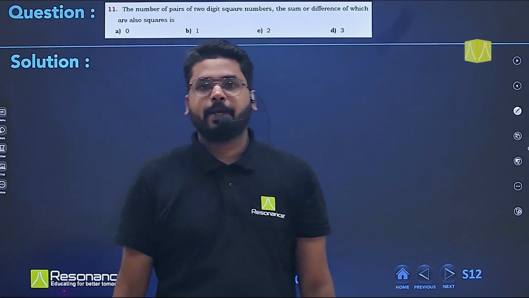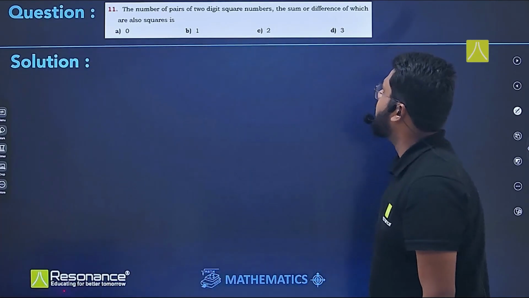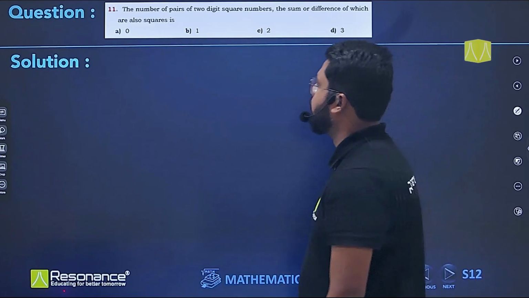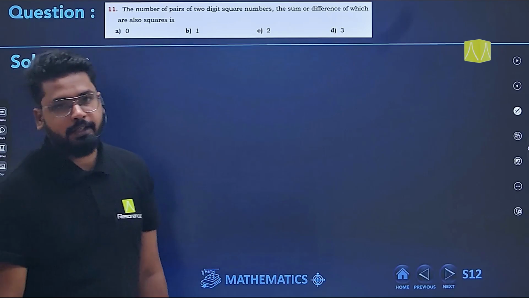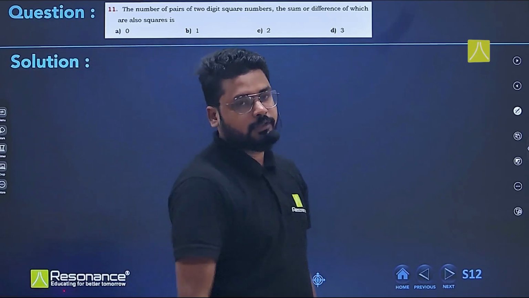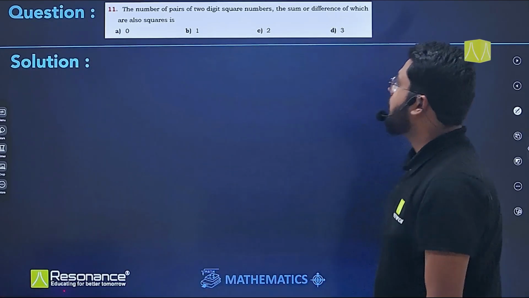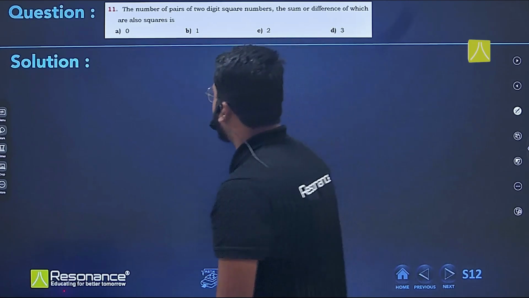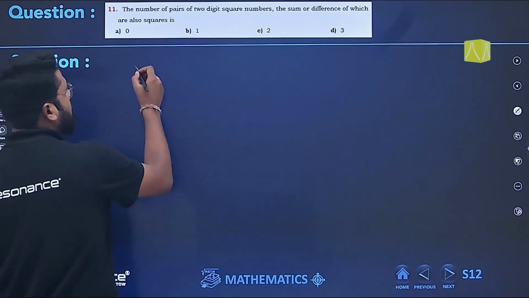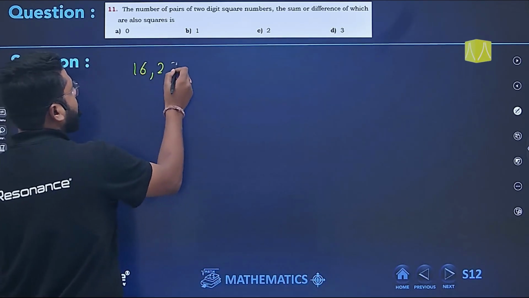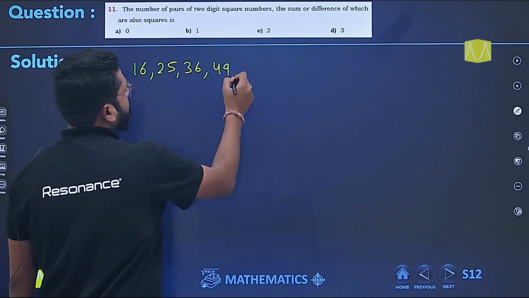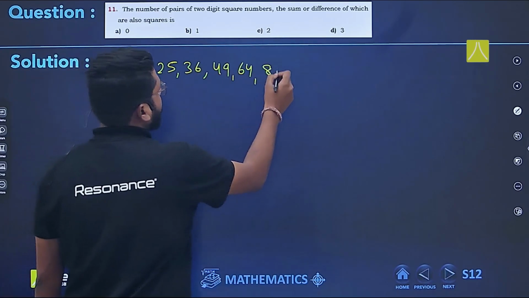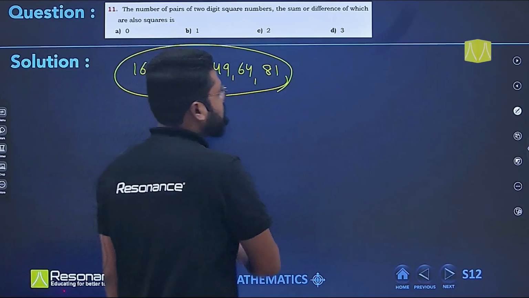The number of pairs of 2-digit square numbers, the sum or difference of which are also squares. This question is also in our sample paper, in a test conducted, with the same wordings, exact same thing. First we'll find the 2-digit square numbers: 16, 25, 36, 49, 64, 81. Only these are the 2-digit perfect squares.